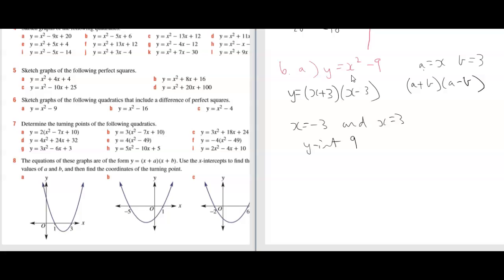Now, I know what my turning point is because I know this graph has gone down 9, but you can do it the same way as we did before. So halfway between -3 and 3 is 0, so turning point. That's it. Dot, by the way. Halfway is 0 between those two. And when we put 0 in here, we get -9. Okay, so when you think about this parabola, it was your standard parabola shifted down 9. So -9. So your turning point is still on that axis. So it's 0, -9.